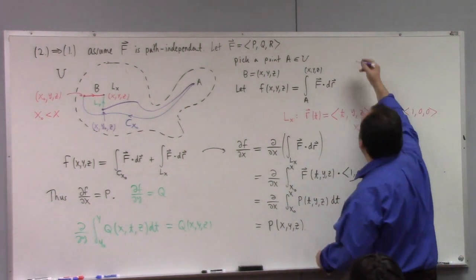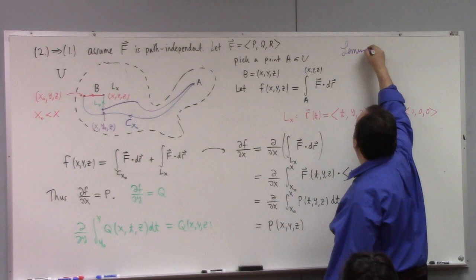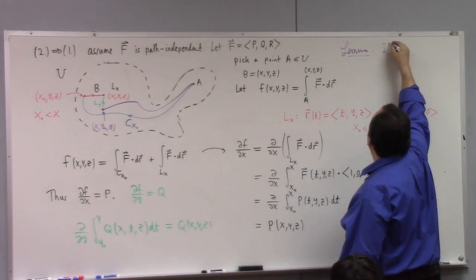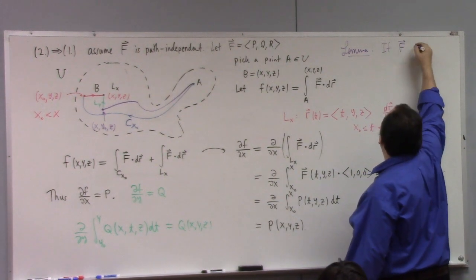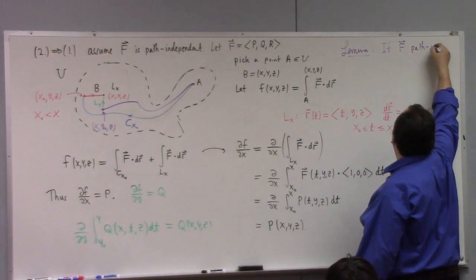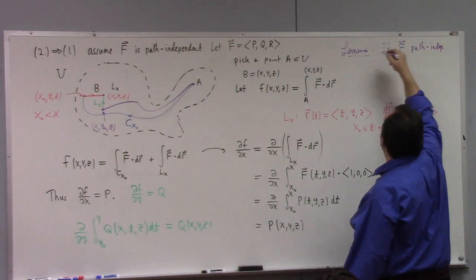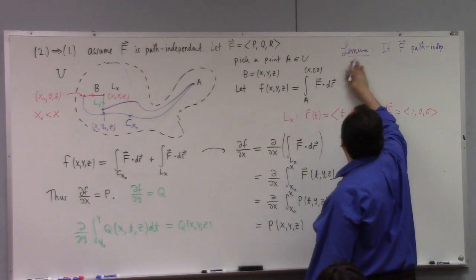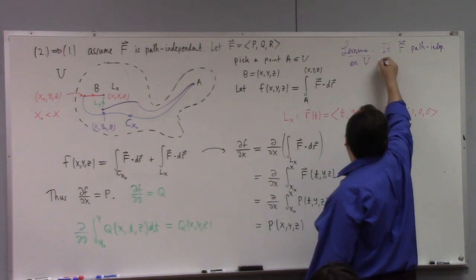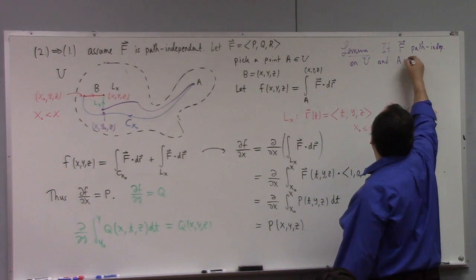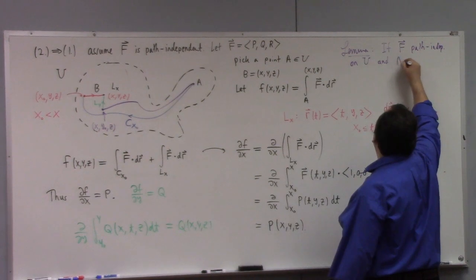So like a lemma: if f is path independent on U, and A, well, let's not even say A. Well, yeah, fine. A is an element of U.